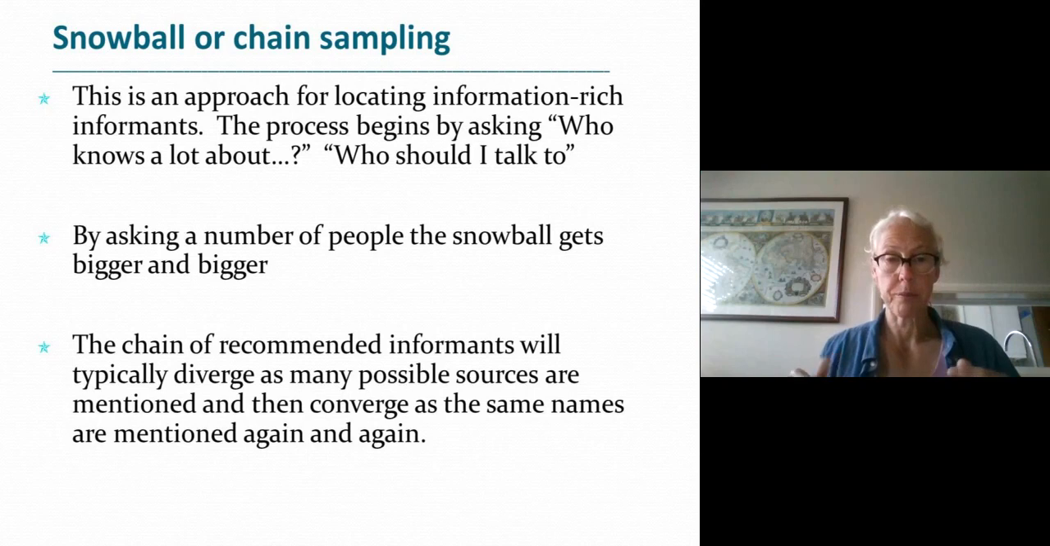Now, eventually, one thing that happens at the end is the informants will typically diverge, because what tends to happen is as you interview more people, they tell you about people who they think would be useful to interview, and you've already interviewed them, depending on how big the topic is or how broad you're casting your net in terms of your participants. So eventually the chain sort of comes to an end.